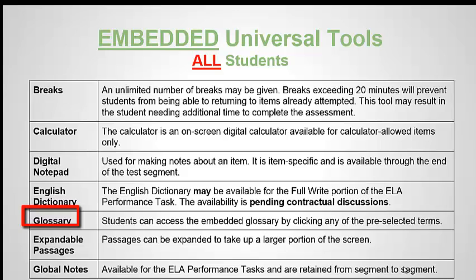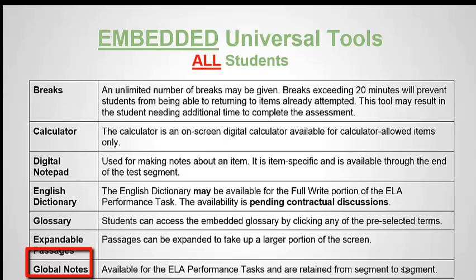English glossary. Grade and context-appropriate definitions of specific construct-irrelevant terms are shown in English on the screen via a pop-up window. The student can access the embedded glossary by clicking on any of the pre-selected terms. The use of this accommodation may result in the student needing additional time to complete the assessment. Expandable passages. Each passage or stimulus can be expanded so that it takes up a larger portion of the screen.